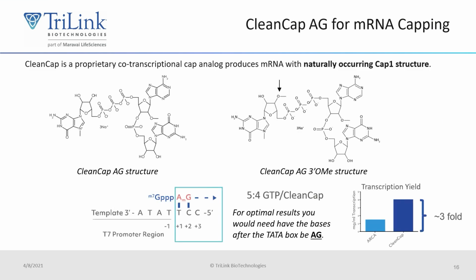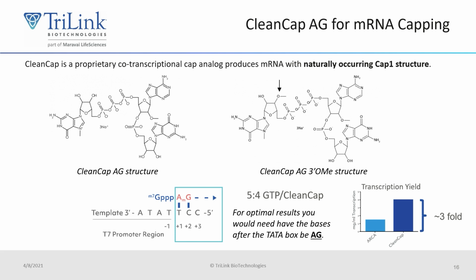On this slide, we can see the chemical structures of two CleanCap analogs. We have CleanCap AG on the left and CleanCap AG 3' O methyl on the right, with the extra methyl group pointed out with that arrow. Shown underneath the structures is the way that these CleanCaps align to the DNA template sequence, which allows T7 RNA polymerase to initiate the transcription with CleanCap.